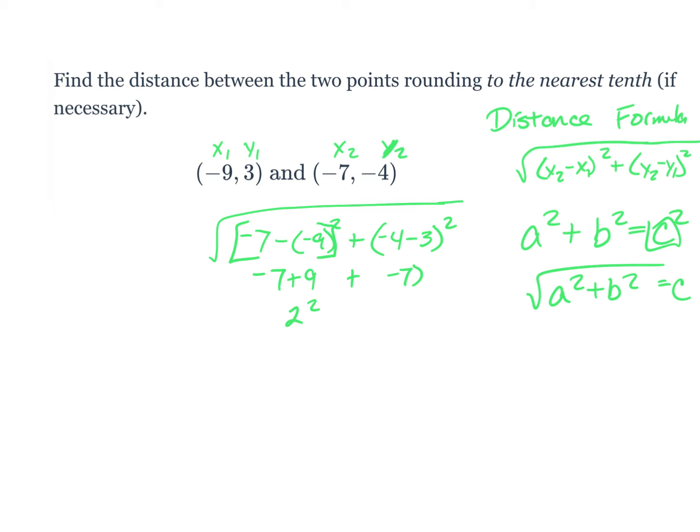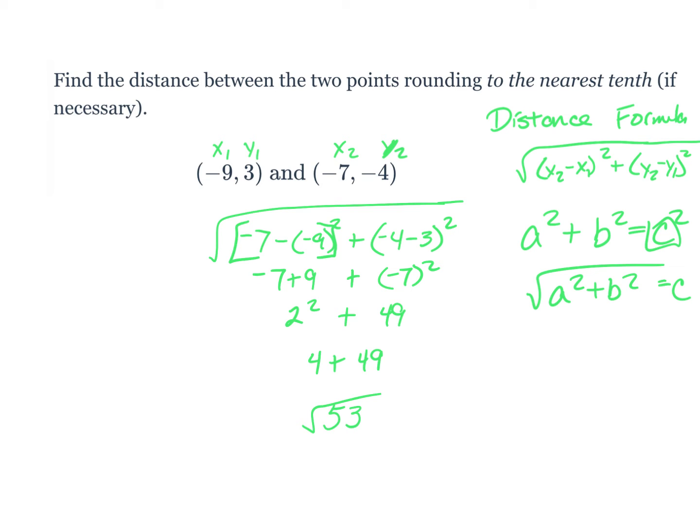Equals negative 7 squared. Make sure you do use the parentheses, because if you don't use the parentheses, you're going to end up with some issues. So we end up with 49 plus 4. So we're going to find the square root of 53.